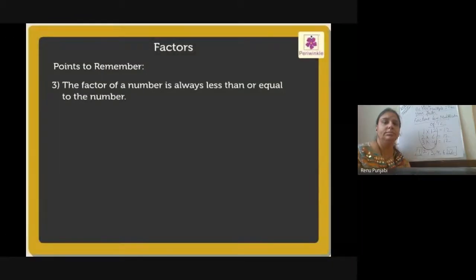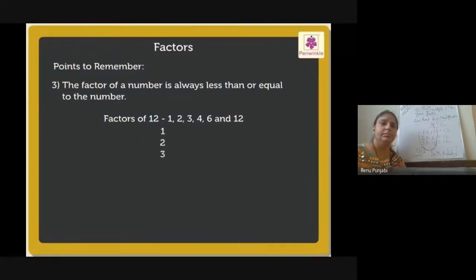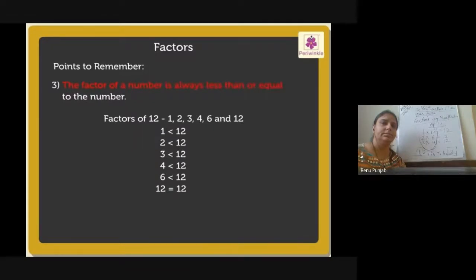Look at the factors of 12 which we found out earlier. They are 1, 2, 3, 4, 6 and 12. Note that the factors 1, 2, 3, 4 and 6 are less than 12, and the last factor 12 is equal to 12.